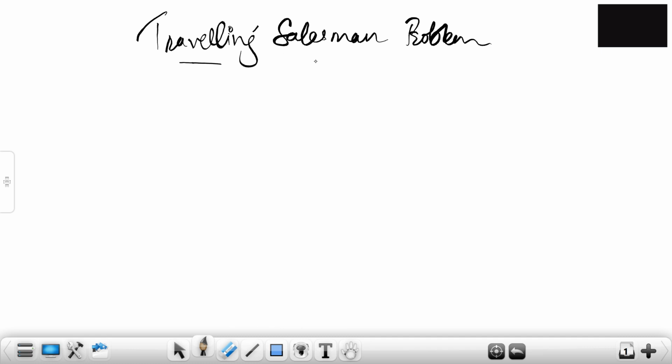Okay. So in the traveling salesman problem, what do we have? I'll describe the whole scenario. Let's use the abbreviation TSP, traveling salesman problem. A salesman has been given a task of selling products. He's given a task of selling products in a set of total n houses.